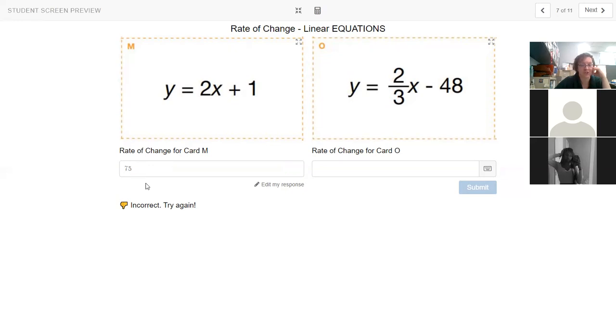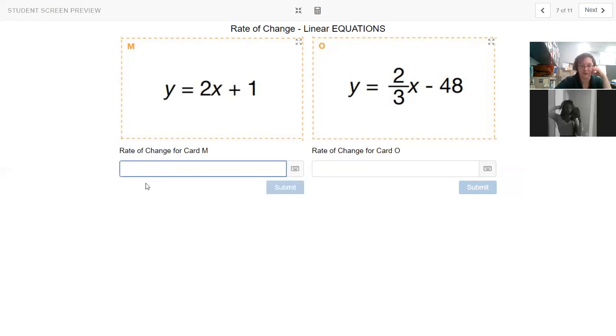If you get an incorrect answer, you just click in the box and try something different and submit again until you get those green check marks. If there's more than one question, you have to do one column at a time.